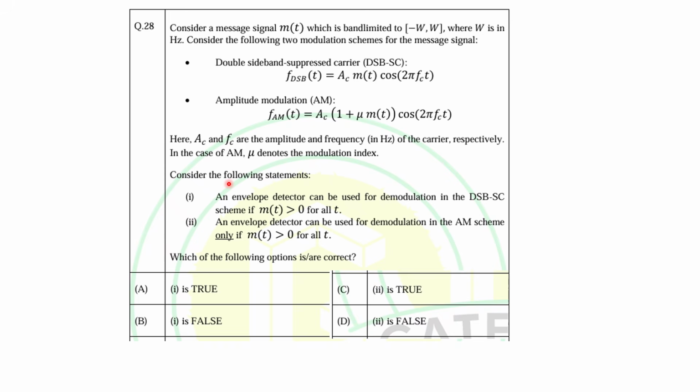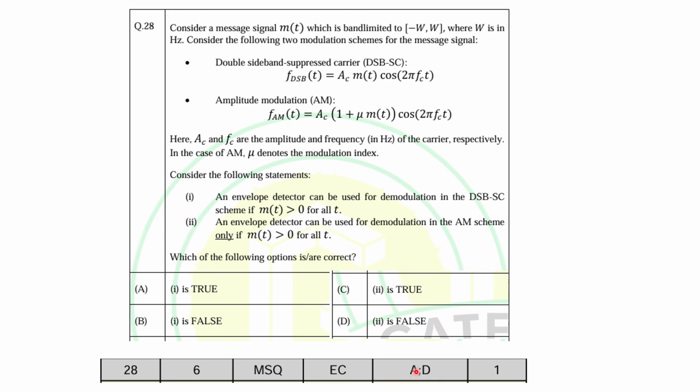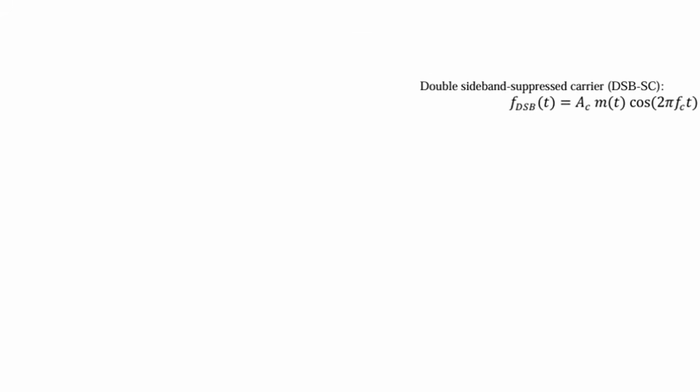So now the statements are there. An envelope detector can be used for demodulation in the DSB-SC scheme if m(t) greater than 0 for all t, and an envelope detector can be used for demodulation in the AM scheme only if m(t) is greater than 0 for all t, right? First of all, what is this envelope detector? Envelope detector is used to recover the original message from the modulated signal. As per the answer key, options A and D are correct, meaning the first is true and the last one is false. So let's see how.